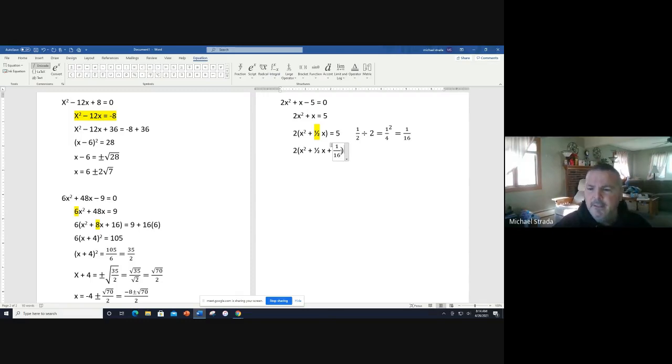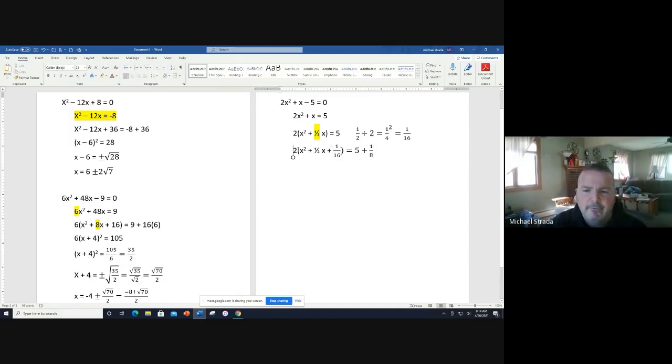Equals 5 plus 1/8. Why is it 1/8? Because we have to take the 2 and multiply that by 1 over 16. So that's where it comes from.